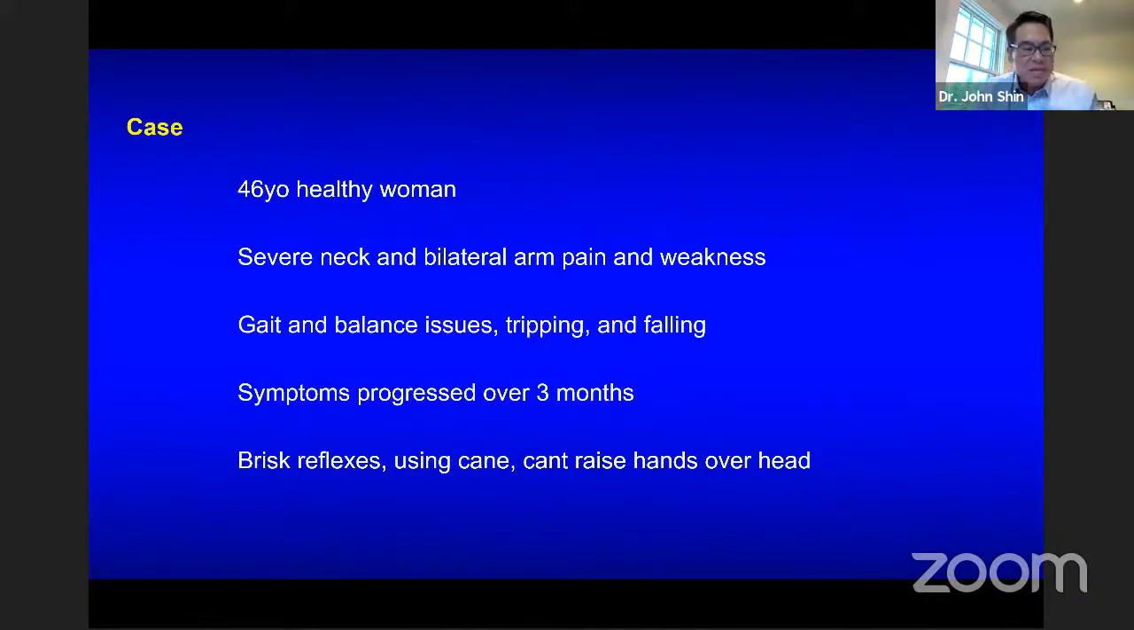So let's get into some cases. We can certainly talk about this, and please feel free to challenge, and that's what makes spine surgery intellectually stimulating, and we all learn and grow from each other.